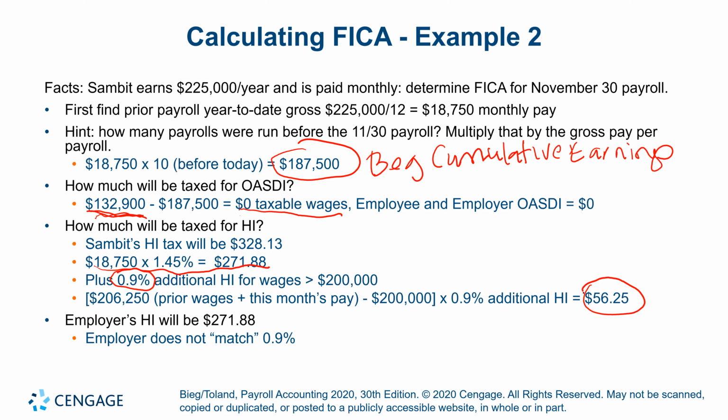And so we're looking at the 271.88 plus the 56.25, which again gives us that 328.13. So Sambit will have 328.13 deducted from his or her paycheck, right? But then the employer would only have to match the 271.88. The employer does not have to match that additional 0.9%.